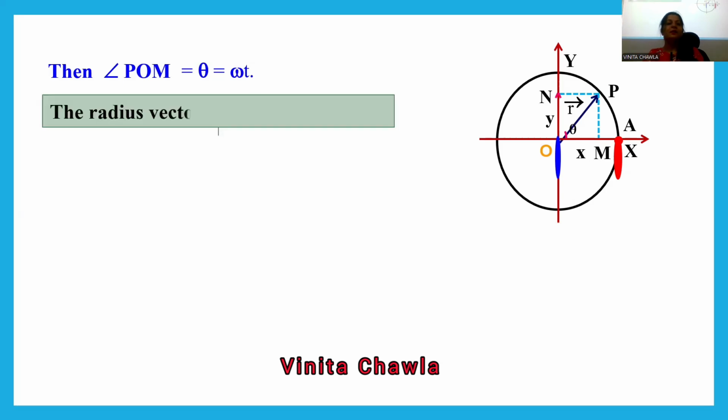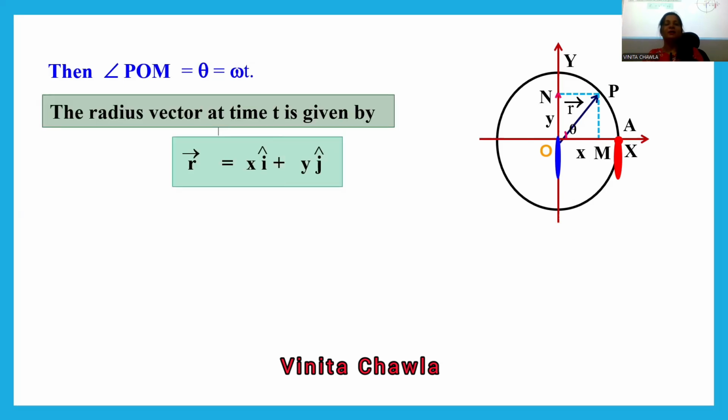So the radius vector at time t is given by this. These are the Cartesian coordinates. We are writing vector r as x i cap plus y j cap. I cap and j cap are the unit vectors along the x-axis and y-axis respectively, right? Look at this triangle POM. In this triangle, we have this angle POM theta. PM is the perpendicular and OM is the base, right?